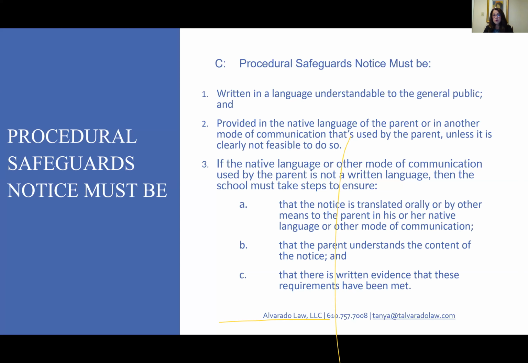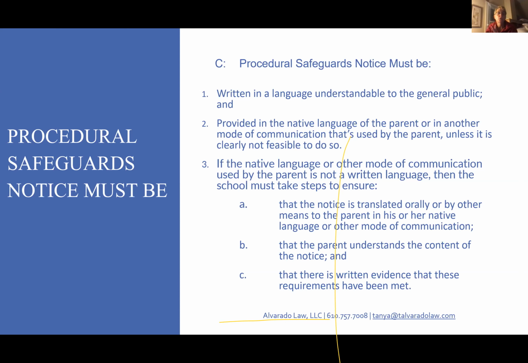It should be accessible in your native language so you can go through it and understand it. There are some languages that are not common and not readily accessible. So there is an exception within the statute. If it's not feasible to provide you this notice in your native language, then they have to try to communicate your rights in a different way.